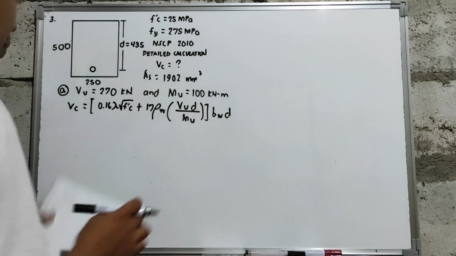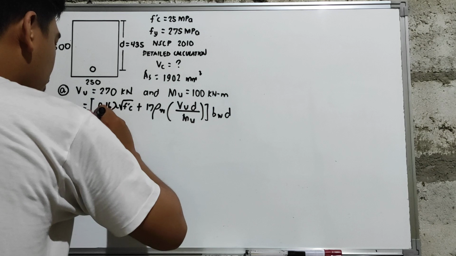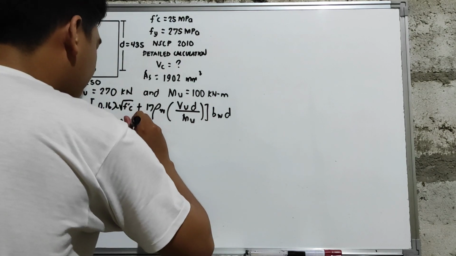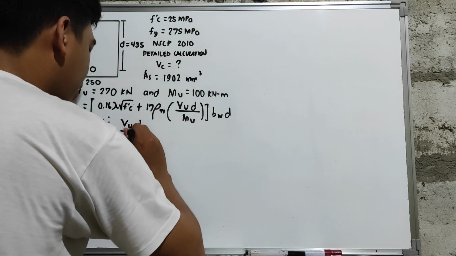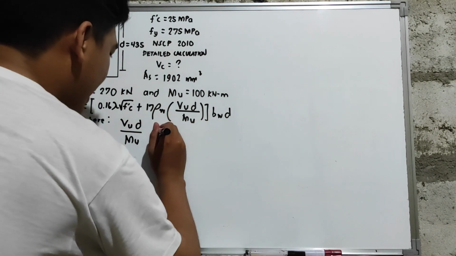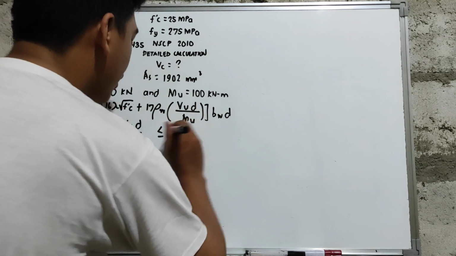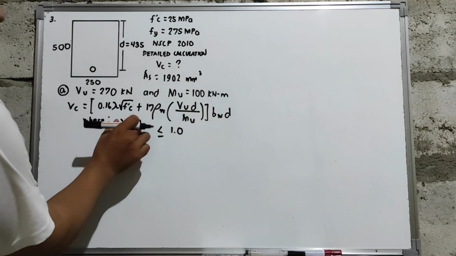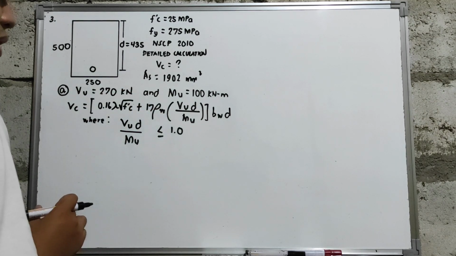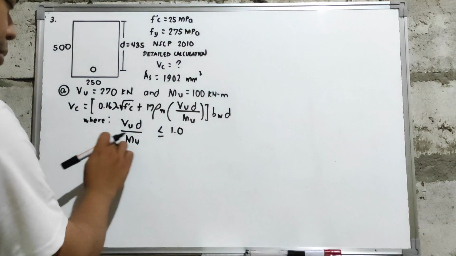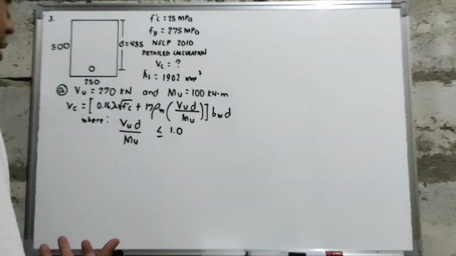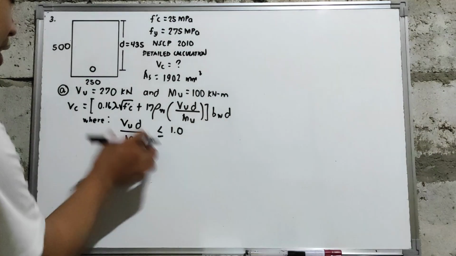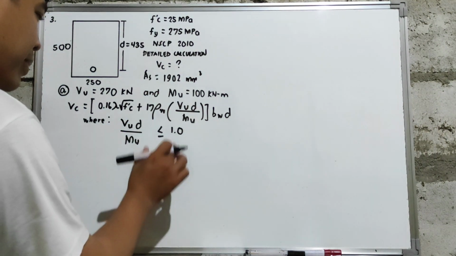However, for this one, there is a certain condition that we need to satisfy. The ratio of Vu multiplied by d over Mu must be less than or equal to the limiting value of 1.0. So we have Vu, multiplied by the distance, so it will be Newton mm over Newton mm. So the units cancel and we will just have a ratio as our answer. So that is limited to 1.0.